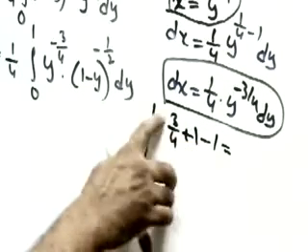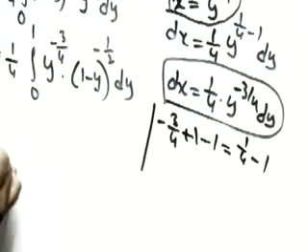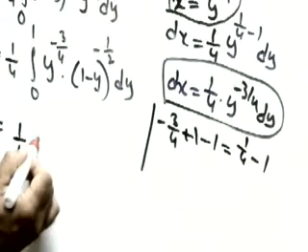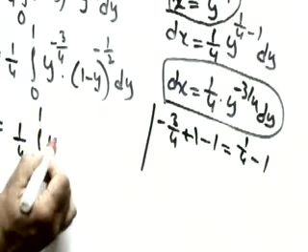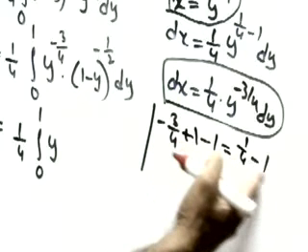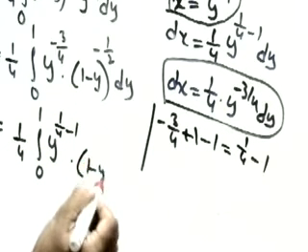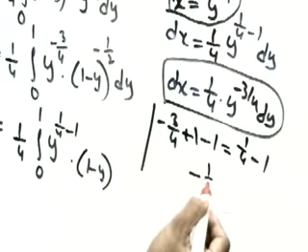Now you add these two terms, 4 ones are 4, 4 minus 3 is 1 by 4, so 1 by 4 minus 1. With this power we can write like this: 1 by 4, integration 0 to 1, y power minus 3 by 4 can be written as 1 by 4 minus 1, into 1 minus y power.